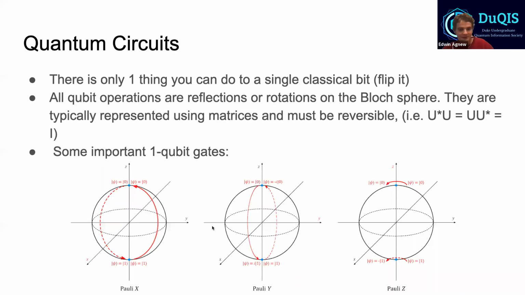So in a classical computer, there is only one thing you can do to a classical bit, which is flip it. I mean, well, technically you could do nothing to it, but I wouldn't count that. So the only thing you could do is to flip it. Hold on, I see we have a question.